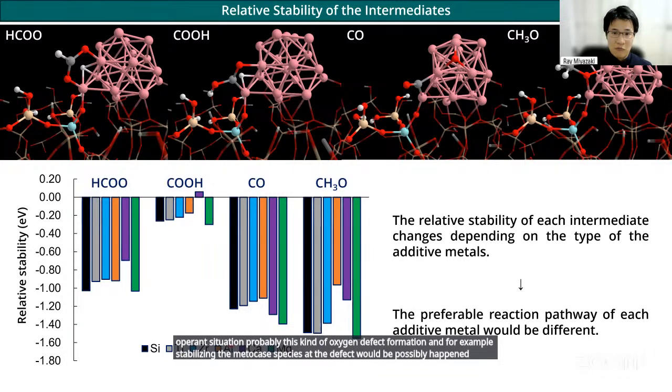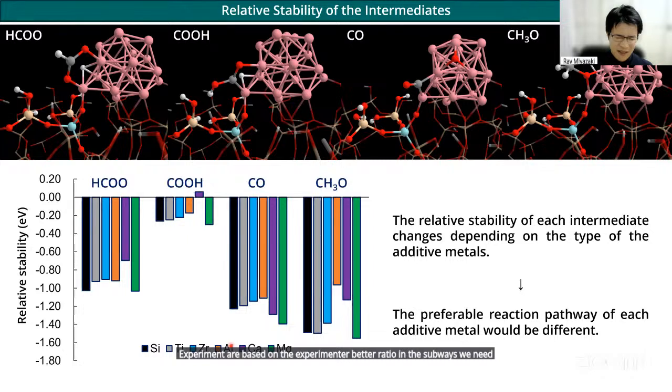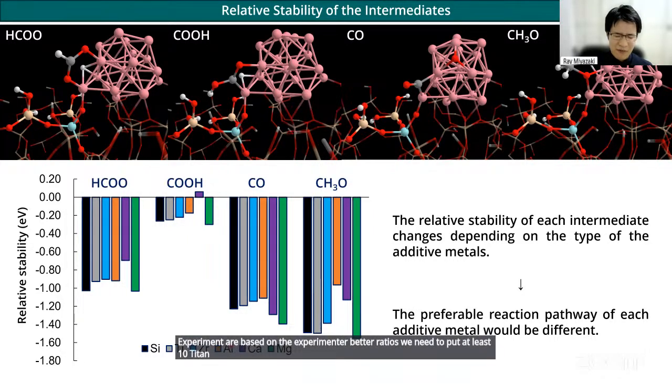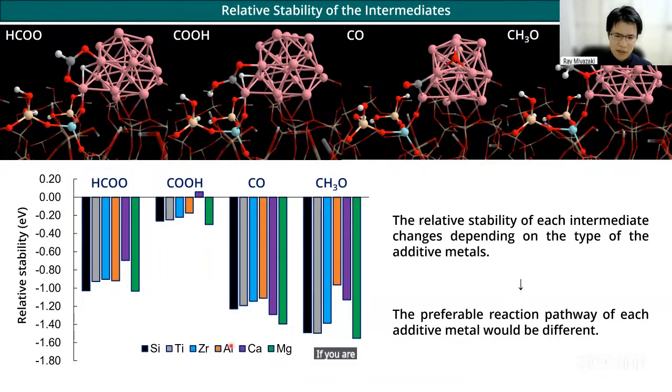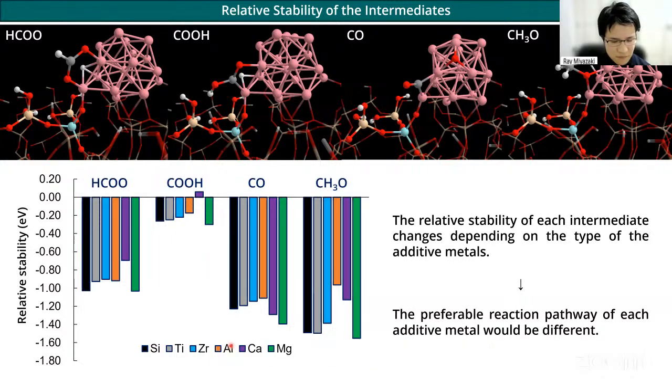But we need to model this more carefully, and based on the experimental metal ratio at the surface, we need to put at least 10 titanium atoms on the surface. But in this model, I only put 1 titanium atom, as I mentioned in my talk. So this is an approximated model for the catalytic system. If you are interested in this kind of oxygen defect, we need to make a more realistic model for catalysis. Thanks a lot.